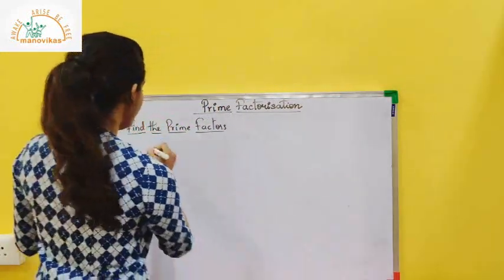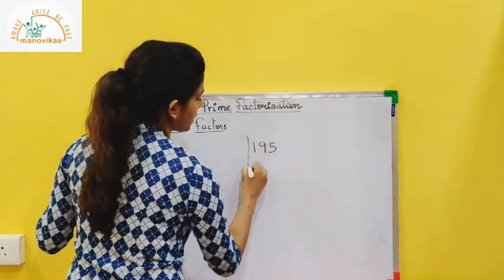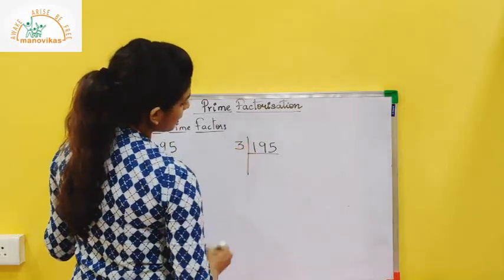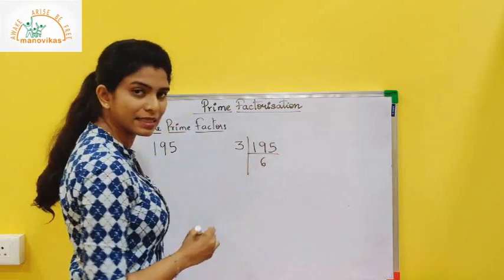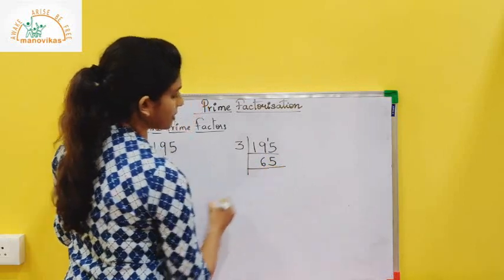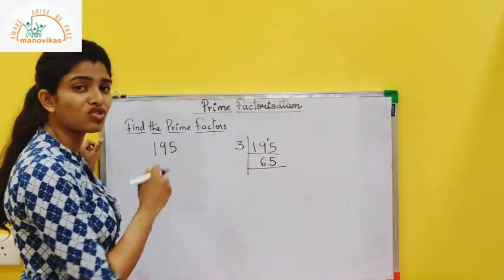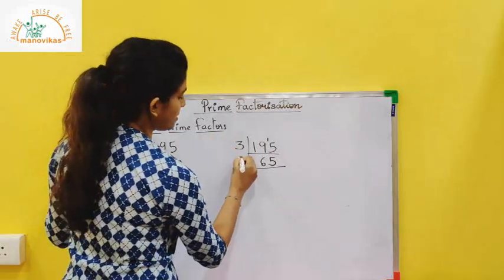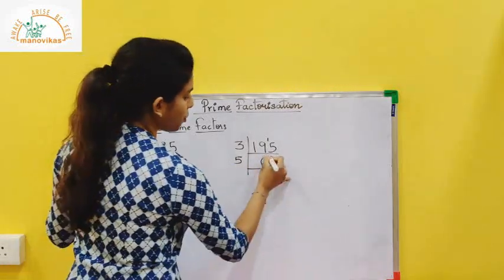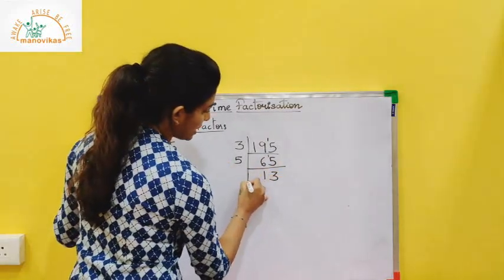Let's take one more number, 195. Now if you see here, 195 is an odd number. So let's start with 3. 3 6s are 18. So 1 carried forward. 3 5s are 15. Now you got 65. So it is not completely divisible by 3. So I move on to the next prime number, that is 5. So 5 1s are 5. 1 carried forward here. So 5 3s are 15.